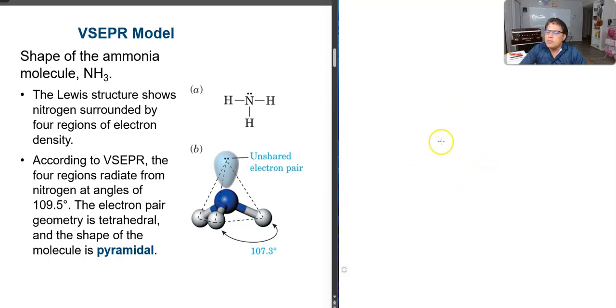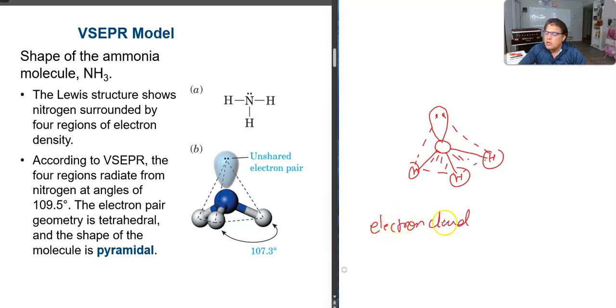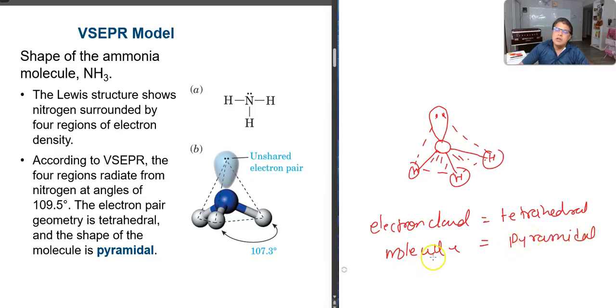Now let's see that again. This is the nitrogen, hydrogen, and hydrogen. This looks like a pyramid. But if you include the electron pair also, then it is again tetrahedral. That's why the electron cloud is tetrahedral, but the molecule is pyramidal. The molecule is pyramidal.